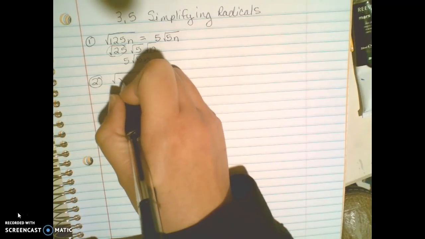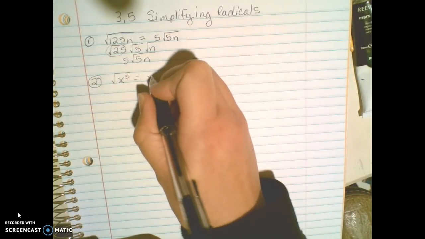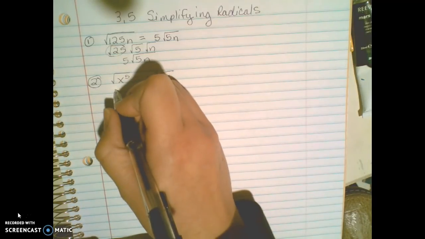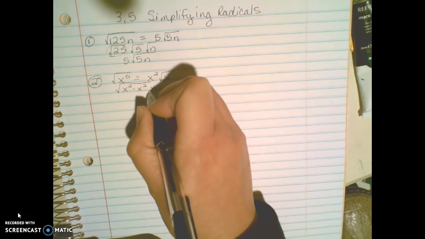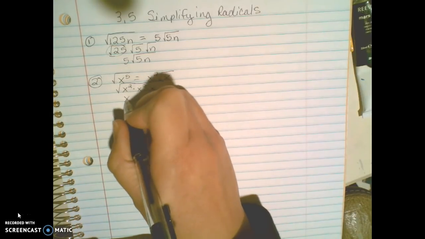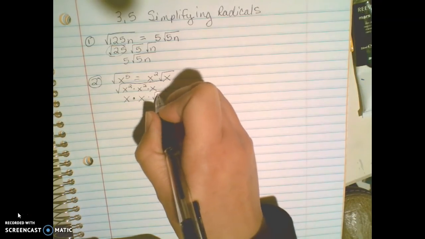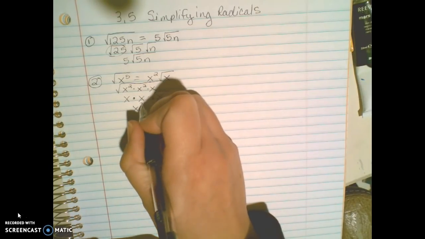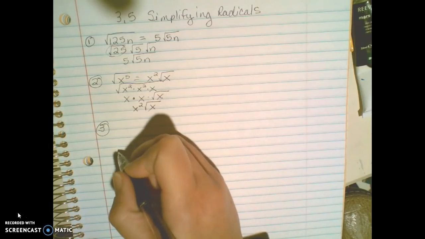The next one is square root of x to the 5th. The answer for this one is x squared square root of x. And the way I got that was I can separate this into x squared times x. All of those add up to 5, and then the square root of x squared is just x times square root of x. I can't take that one out because it's not a square. So then x times x is x squared square root of x. Okay, let's move on to the next one.